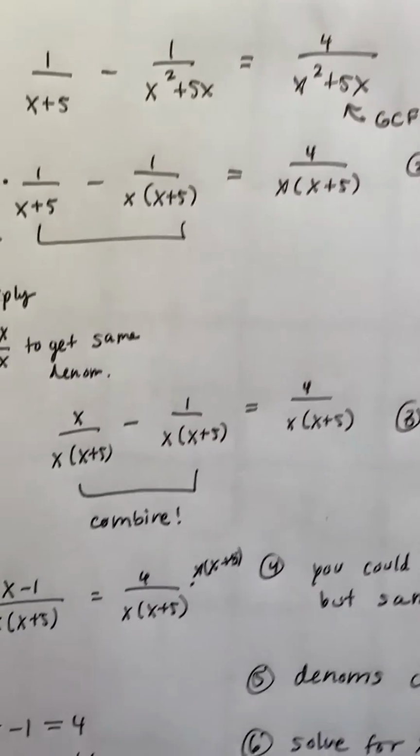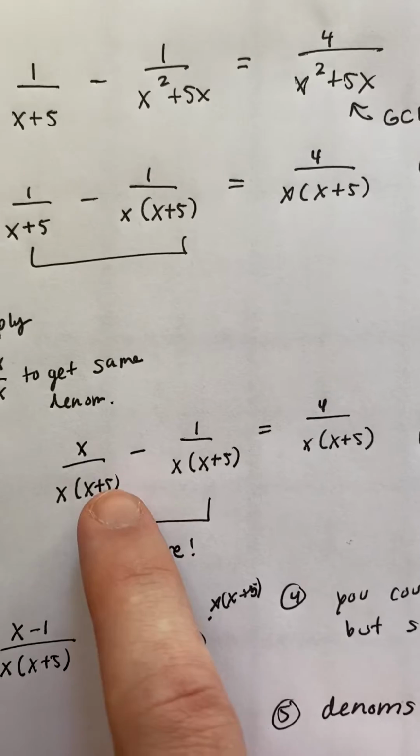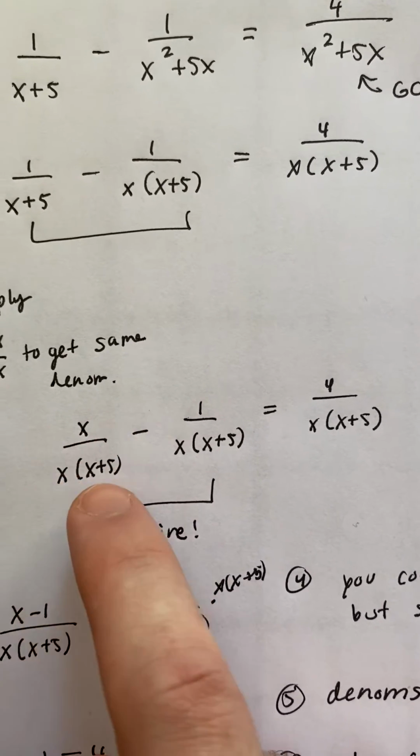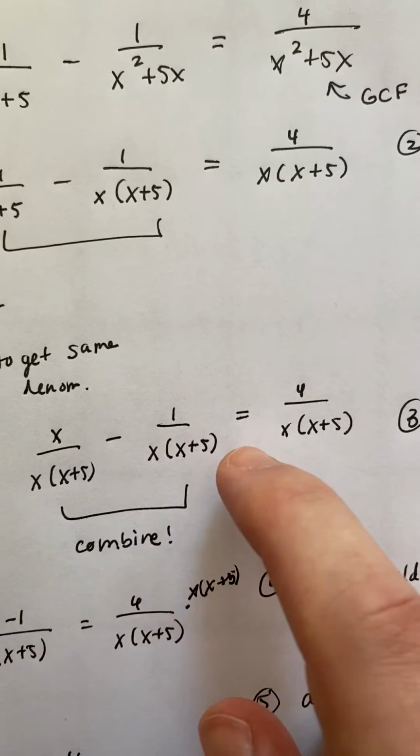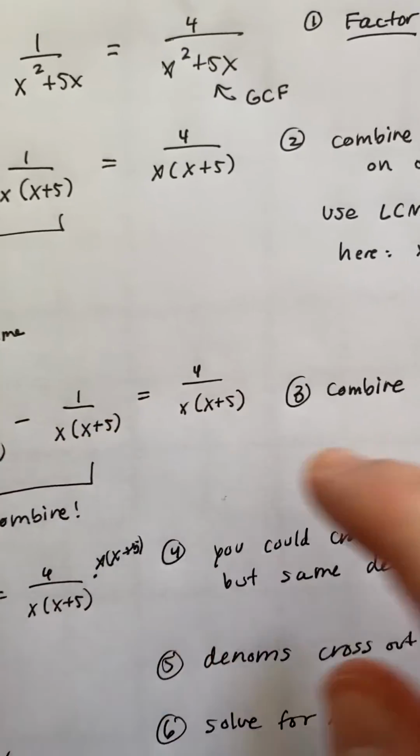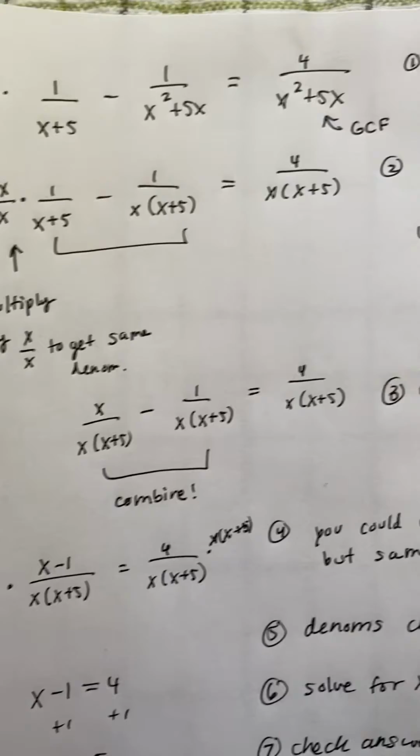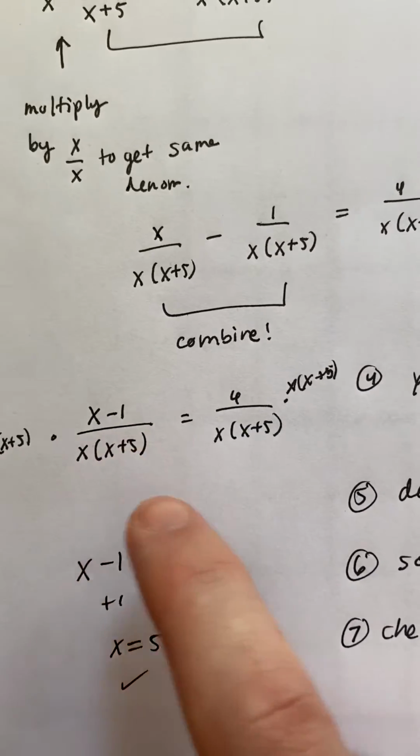So after we do that, here's what we get. And we have x over x times x plus 5 minus 1 over x plus 5. So I can go ahead and combine these, which is great. So we're going to combine those two fractions. And we're getting x minus 1.